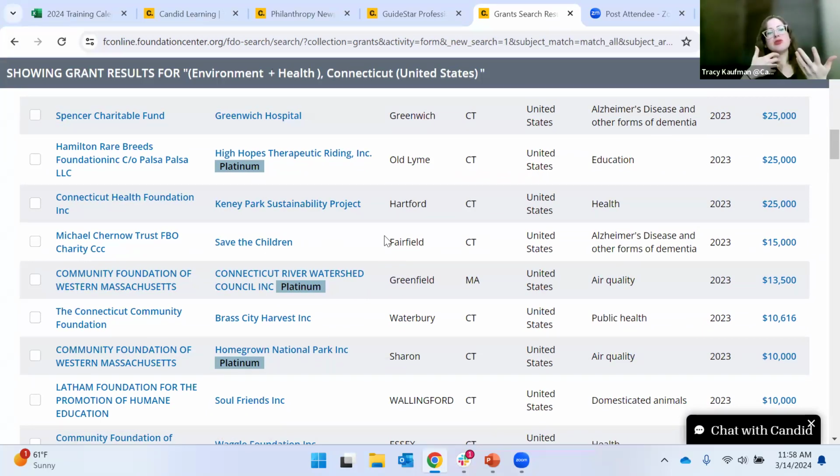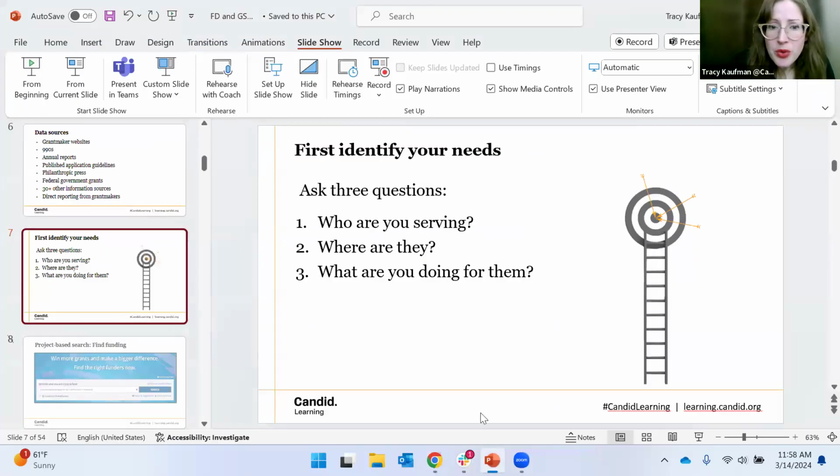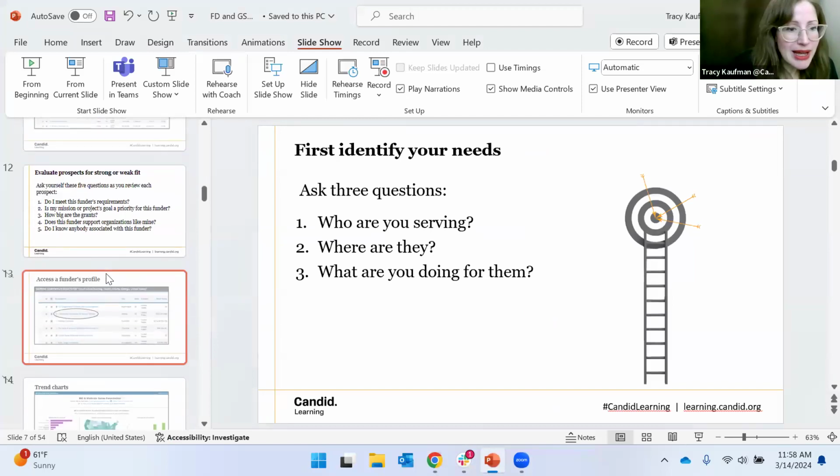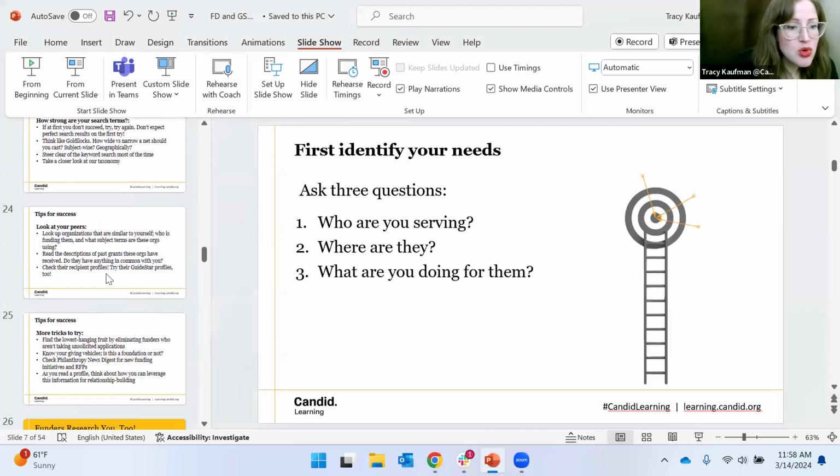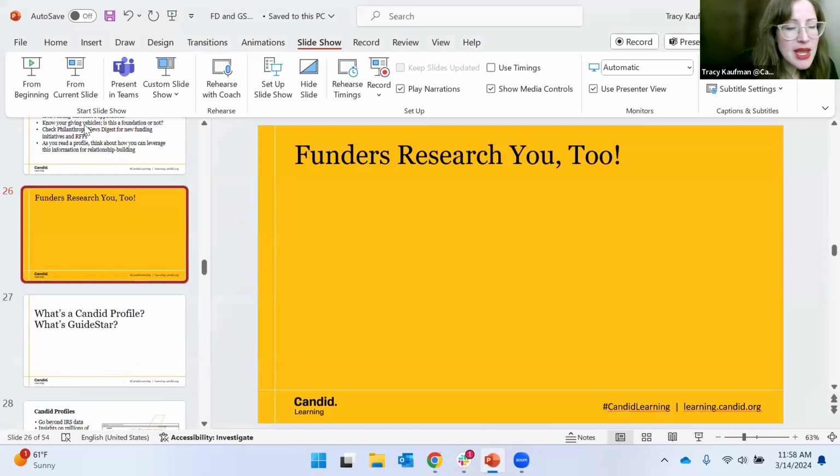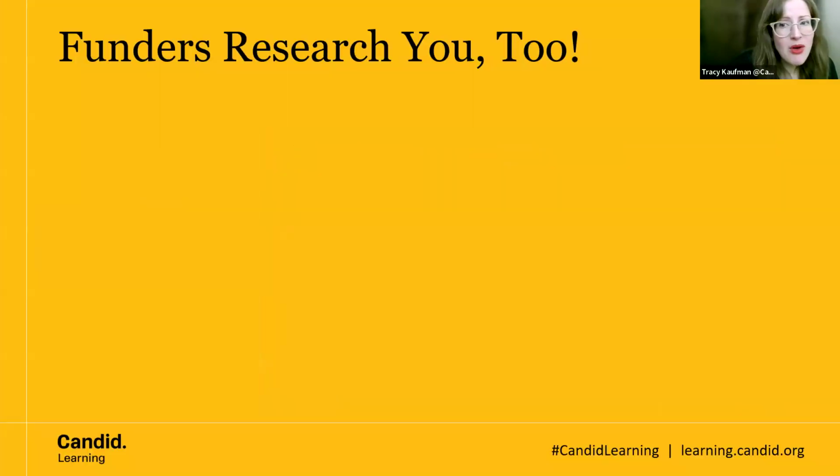So these databases talk to each other. Let me show you what exactly we mean by all of these different things. I'm going to move ahead to show you how Foundation Directory relates to GuideStar. So the same way we're trying to research funders, funders are researching all of us too.